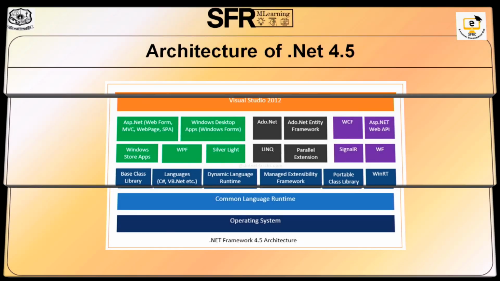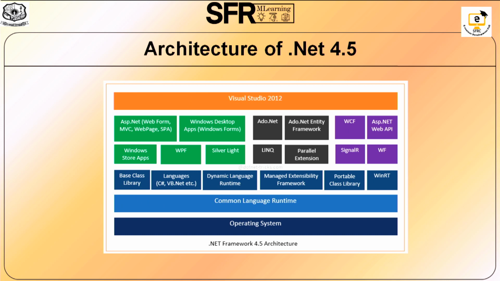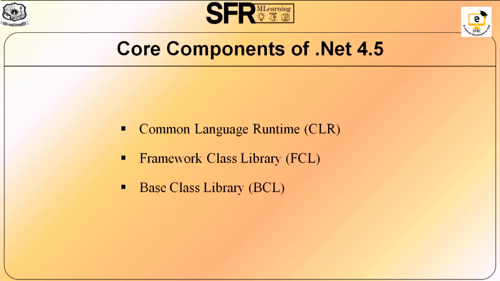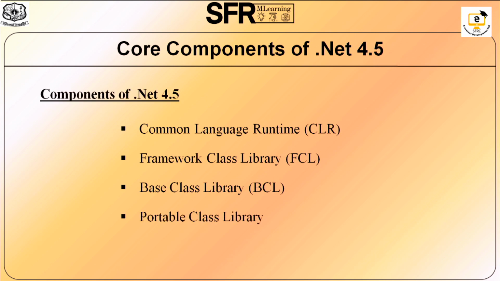Next, this is the architecture of the .NET framework. At the core base, we can see the operating system which supports the .NET framework. Next is the common language runtime, called the CLR, which compiles our programs and helps us to execute them. The other components are the base class library and the languages, dynamic language runtime, managed extensibility framework, portable class library, and WinRT. These 6 components are also a part of the CLR. The core components: common language runtime, framework class library, base class library. These 4 are the core components of the .NET framework.